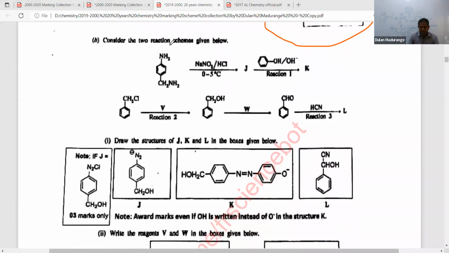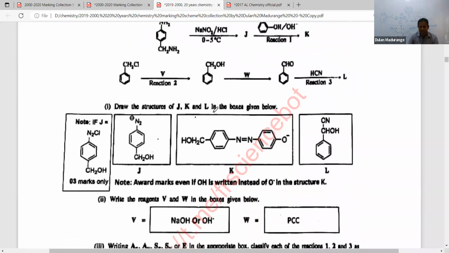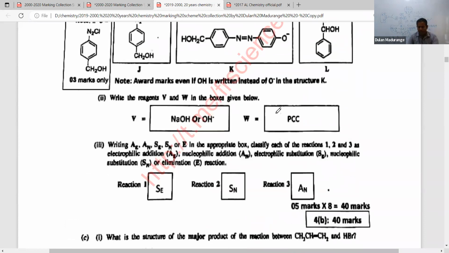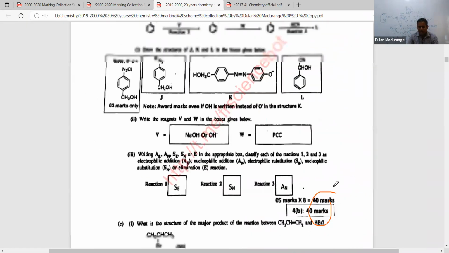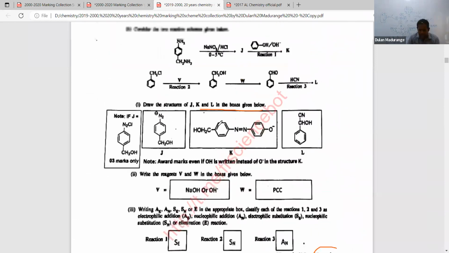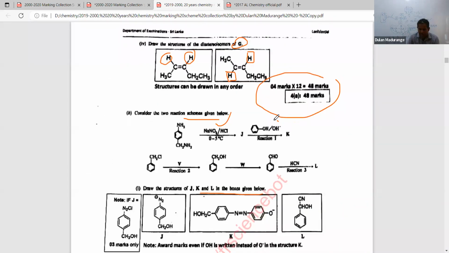Here, consider the reaction schemes given below. Write the structures of J, K, L in the boxes given below. Check your answers for J, K, L. There are 40 marks for this part B. So now, when you are getting J, you are adding sodium nitrite and you are adding phenol. Right? Phenol is an acidic compound.